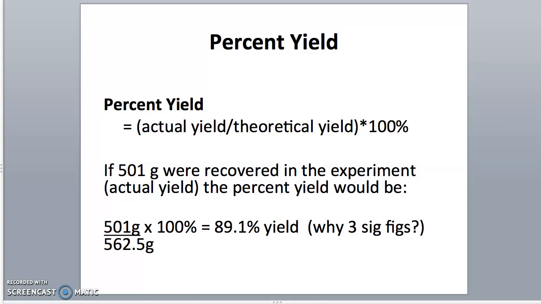This is an example. Exam problems rarely state actual yield, so you have to be able to identify this from the information given. Just remember, theoretical yield is pen and paper. 501 grams recovered in the experiment is our actual in this case.